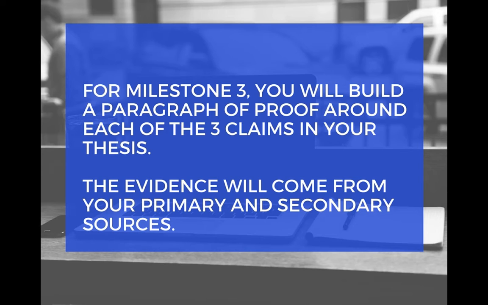Again, for milestone 3, you're going to build a paragraph of proof around each of the 3 claims in your thesis. Make certain that your evidence is coming from your provided primary and secondary sources. Do not go to outside sources. This is an analysis paper, and part of what your instructor is grading you on is how well you use those sources to make your argument, and only those sources. Remember, use at least 2 primary sources and 2 secondary sources for this section of your paper.